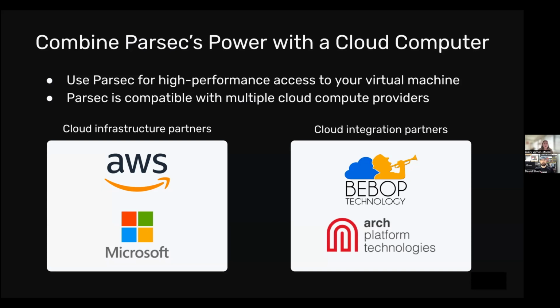So we've partnered with both Amazon Web Services and Microsoft Azure. You can visit either of their marketplaces, search Parsec, and you'll see a few options populate. You can choose between those and have a Parsec system spun up in just a few clicks.